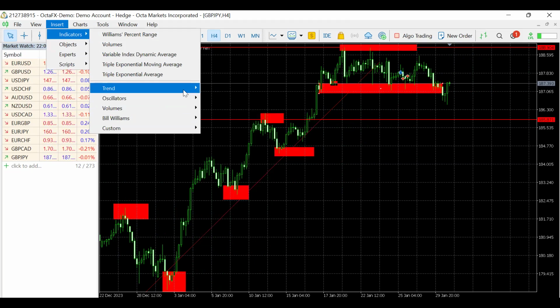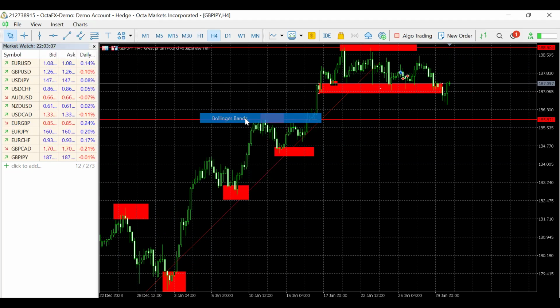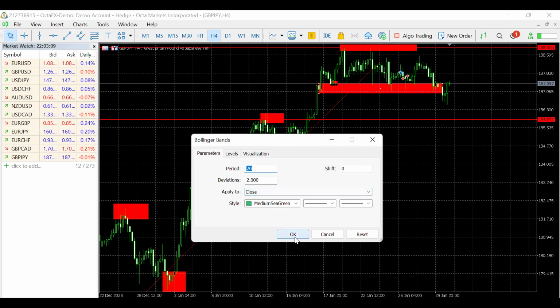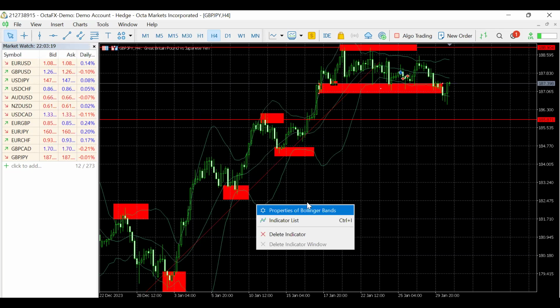Oh, trend indicator, Bollinger Band. Let's just leave the settings as they are here, period 20. You can see the three lines, right? Yes, three lines appeared. Let me make them bold.